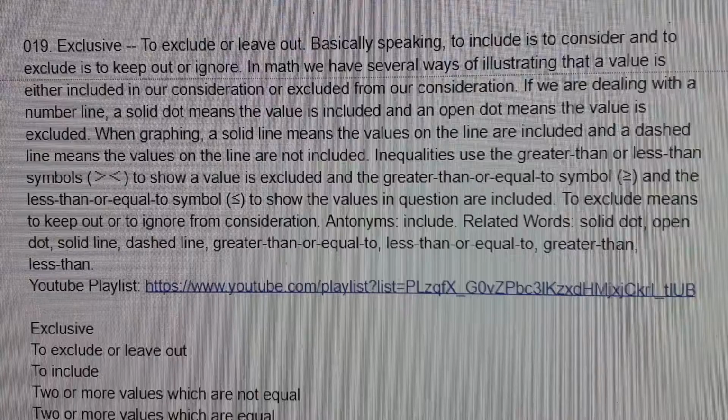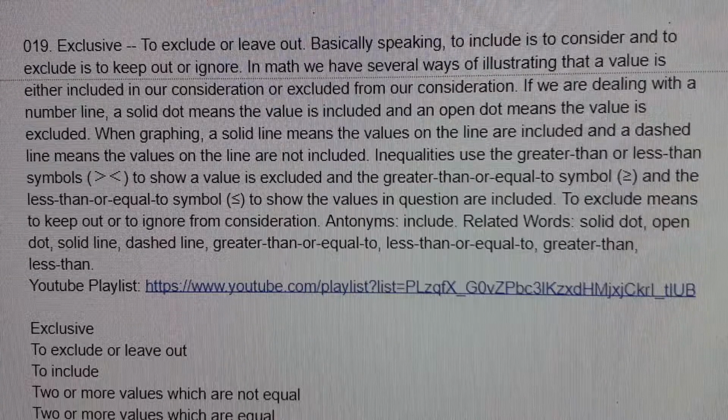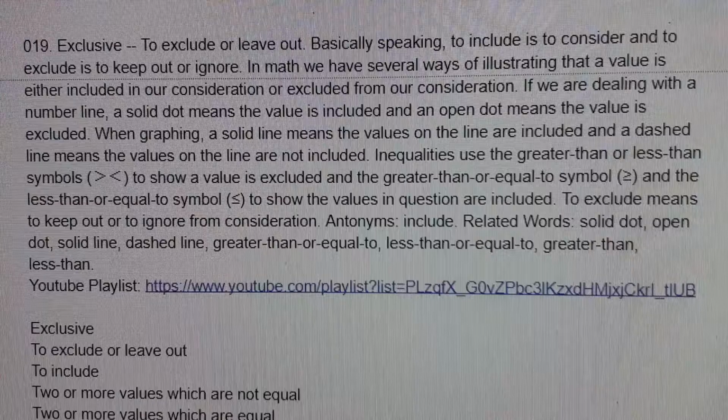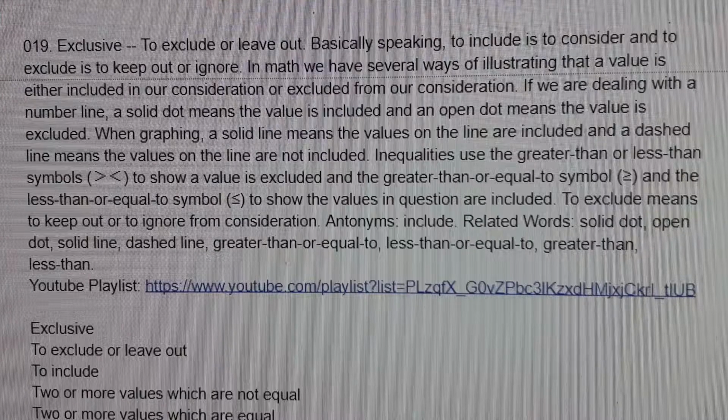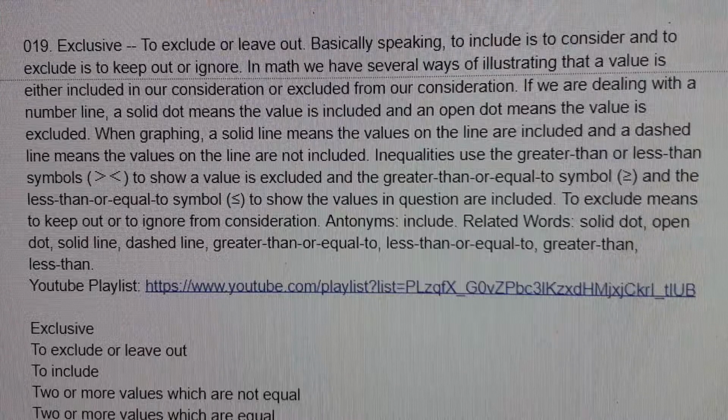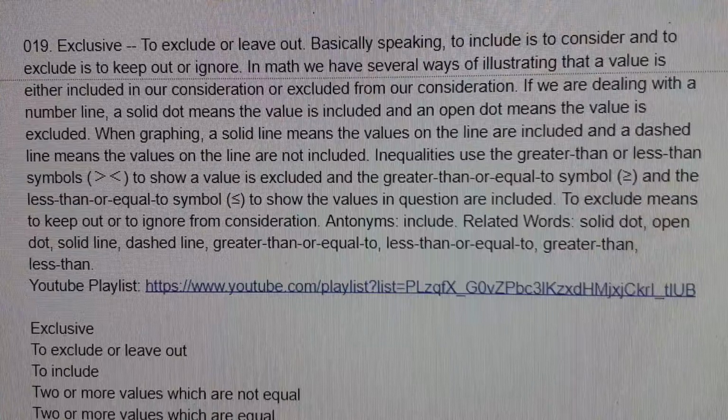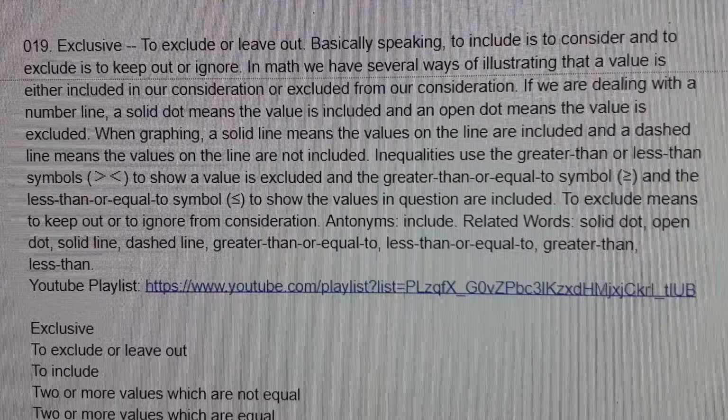Inequalities use the greater than or less than symbols to show a value is excluded, and the greater than or equal to symbol and the less than or equal to symbol to show that the values in question are included. To exclude means to keep out or to ignore from consideration.